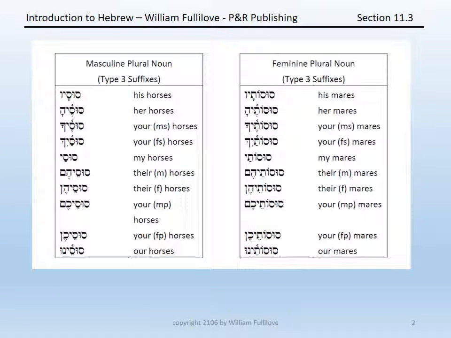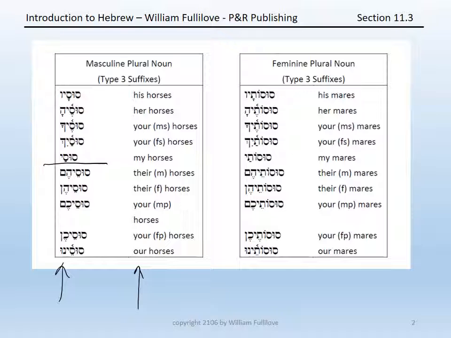When attaching the suffixes to plural nouns, on the other hand, the type 3 suffixes are used. So when approaching a masculine plural noun and then wanting to have possession, the paradigm would be as follows. Susāv, susēhā, susēkā, susāyik, susāy. And then in the plural: susēhem, susēhen, susēkem, susēken, susēnū.